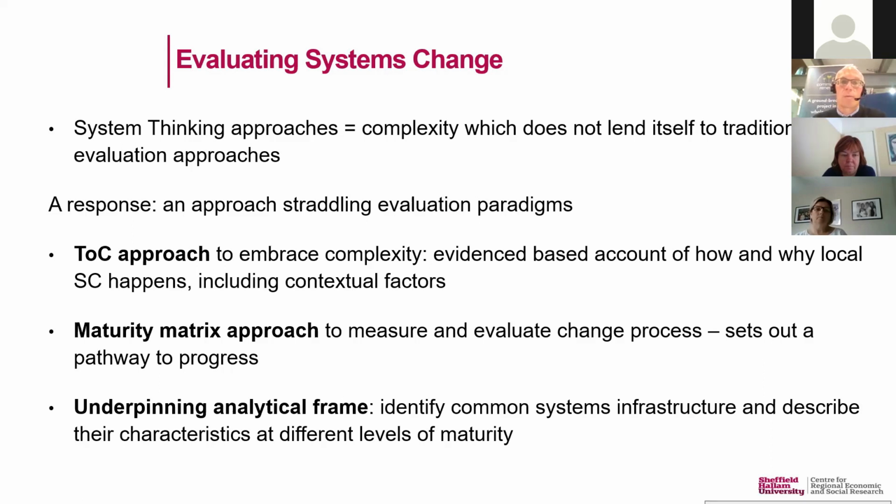A response we've come up with on this evaluation, and on a few similar studies looking at systems change, is to develop a new approach which straddles different evaluation paradigms or methods. I don't want to get lost in the technical language. What it does is use a systems theory of change approach, a real evidence-based account of how systems change is meant to be happening or envisaged to happen in the particular context. So this is how Community Renewal and Building Futures East envisage systems change working, and we try to articulate that in a map, and understand the contextual factors which will affect success or delivery of the intervention.